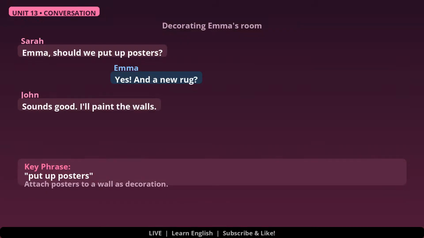Time for conversation practice. Situation. Decorating Emma's room. Sarah says, Emma, should we put up posters? Emma says, yes. And a new rug. John says, sounds good. I'll paint the walls. The key phrase is put up posters. It means attach posters to a wall as decoration.